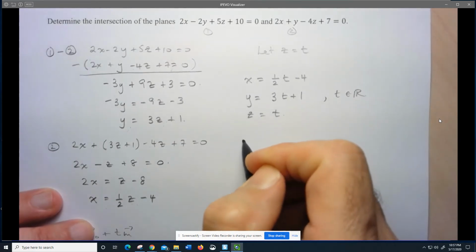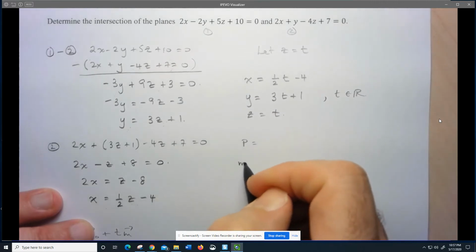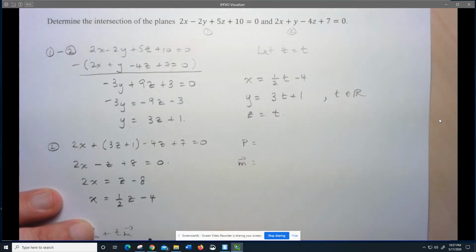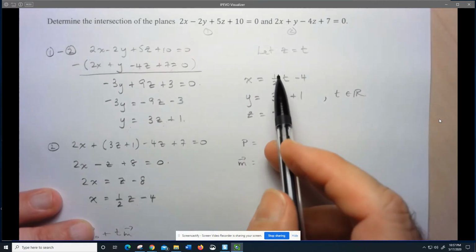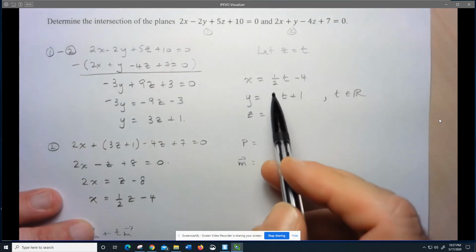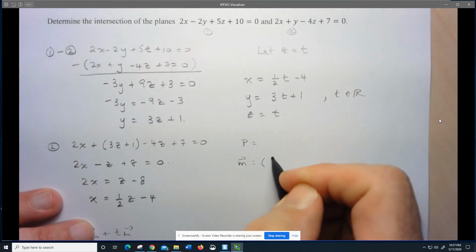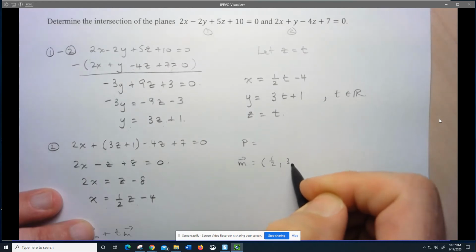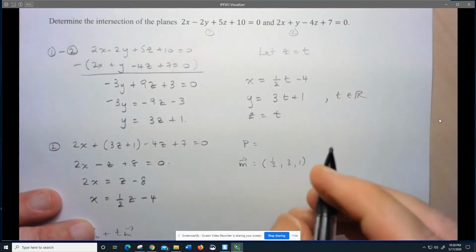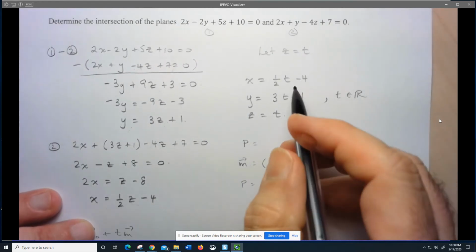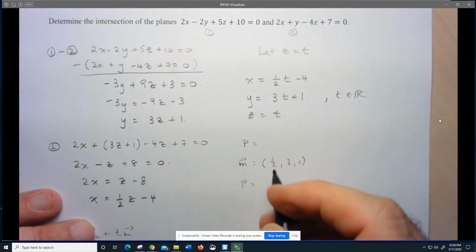Okay, what would be a point on the line, and what would the direction vector be on the line? Well, remember, the direction vector is just given by the coefficients of your parameter. So the direction vector would be 1/2, 3, 1. And then your point would just be the constants here, -4, 1, 0.